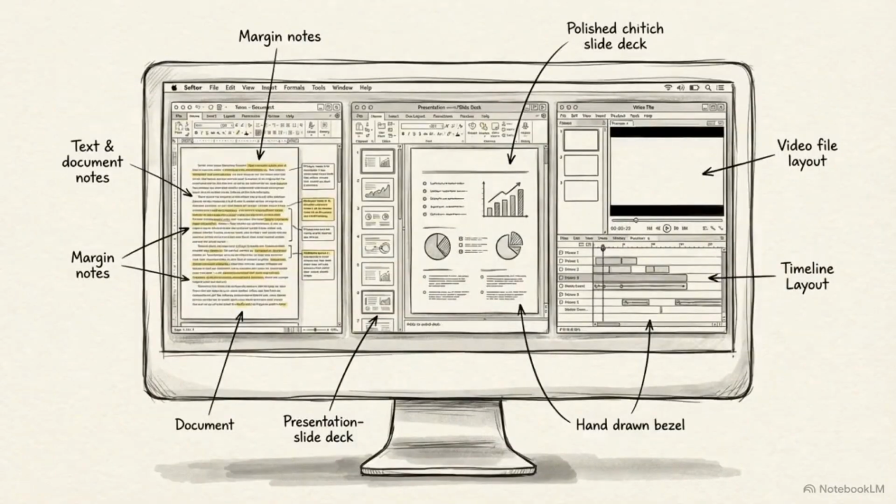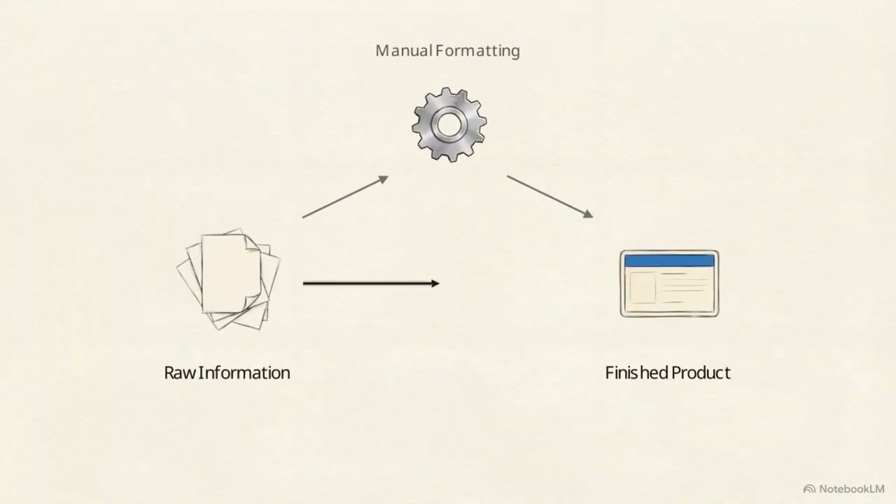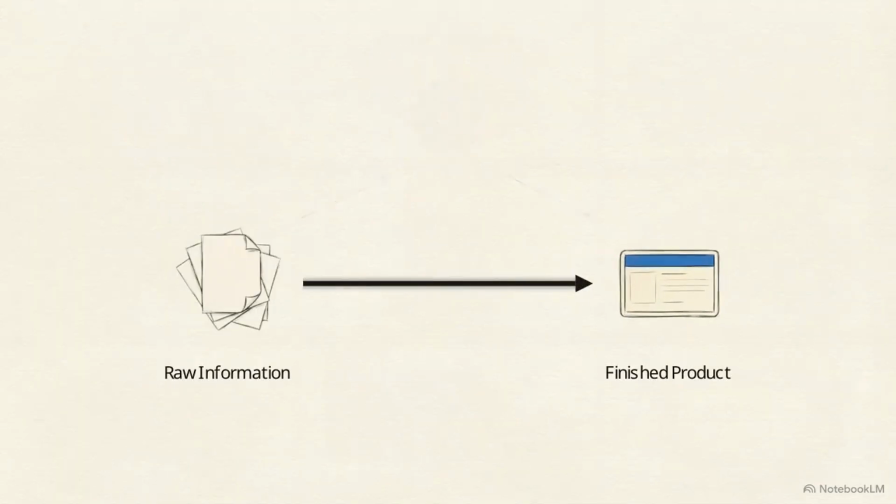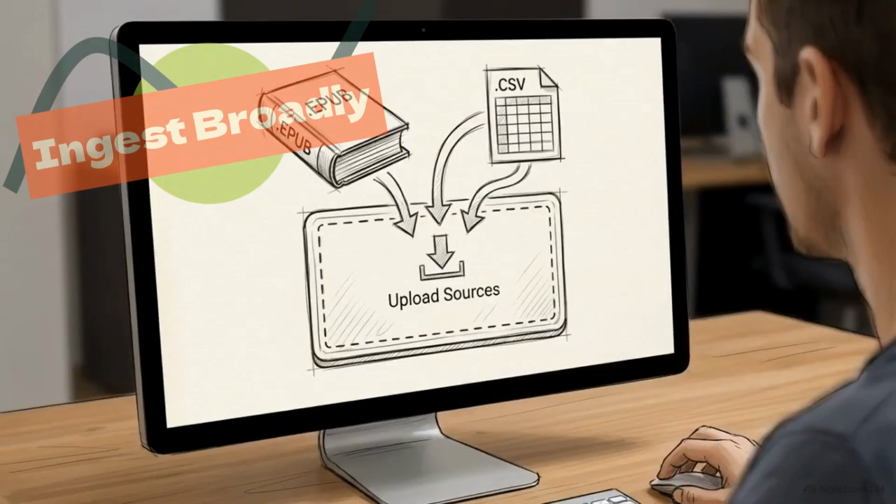Using this pipeline allows you to function as a full-stack content producer. You move directly from raw information to a finished product, removing the requirement for manual formatting. Step 1 is to ingest broadly.